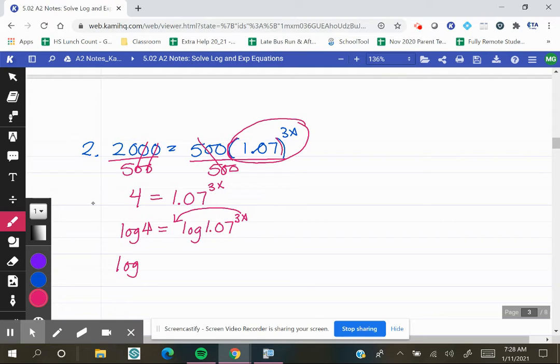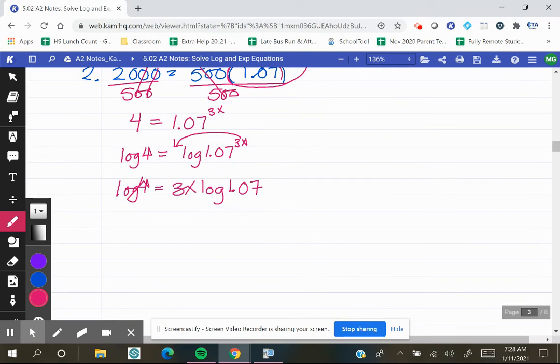And now I have log 4 equals 3x log 1.07. Here is not a binomial, so you don't have to have that in parentheses, but you're welcome to. Now it's just a matter of solving for x. So we can divide both sides by log of 1.07.